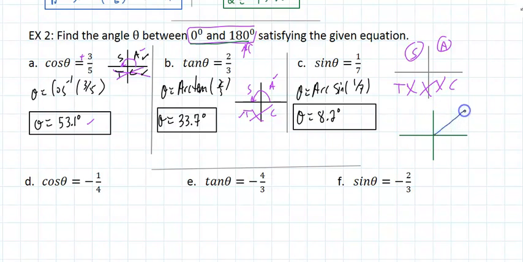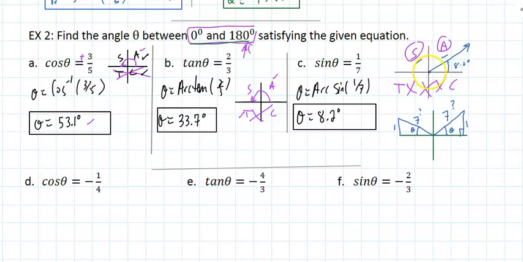I could say, look, theta is right there. The opposite is 1, and the hypotenuse is 7. Or I could say theta could be right there. The opposite is 1 and the hypotenuse is 7. X is being negative or positive. So in this case, I wouldn't know which quadrant I'm in. I'm either in quadrant 1 or in quadrant 2.